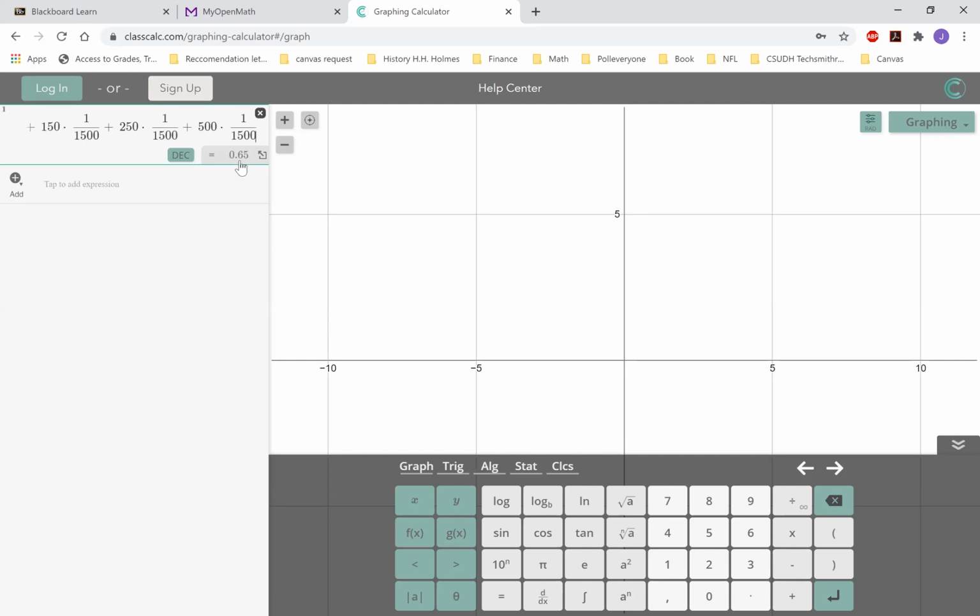So if you look at that, you get 0.65. So you get the mean as 0.65. Everybody get the mean being 0.65? So let's go ahead and go back to my notes.